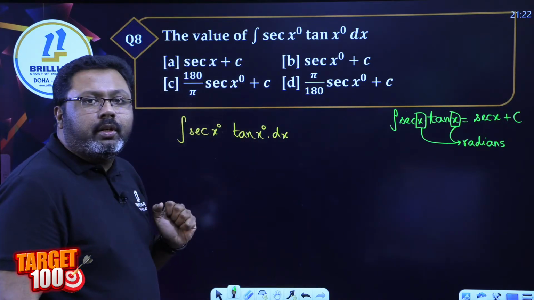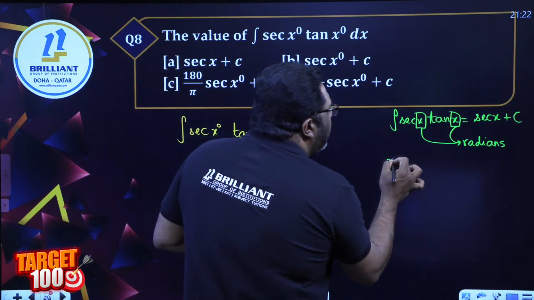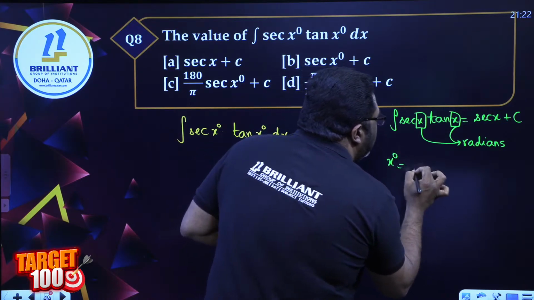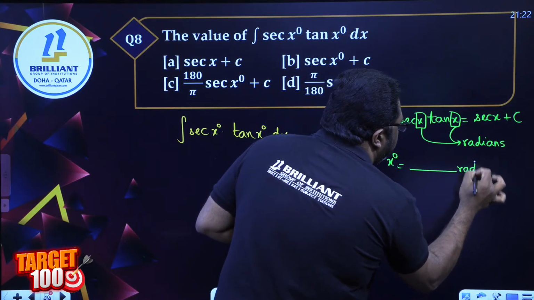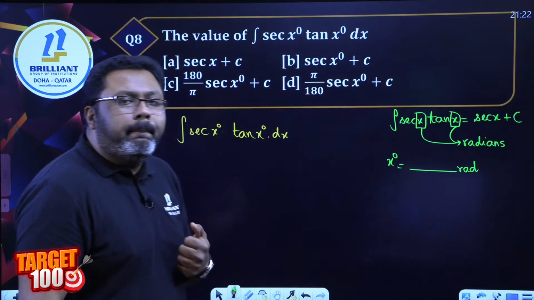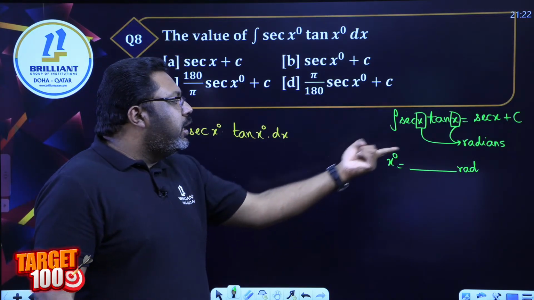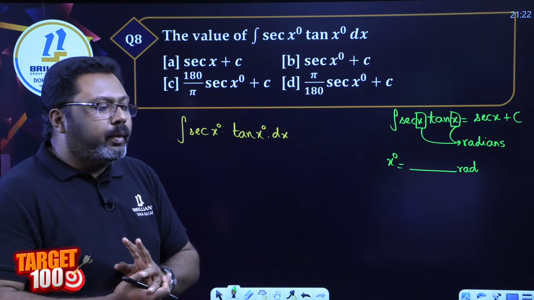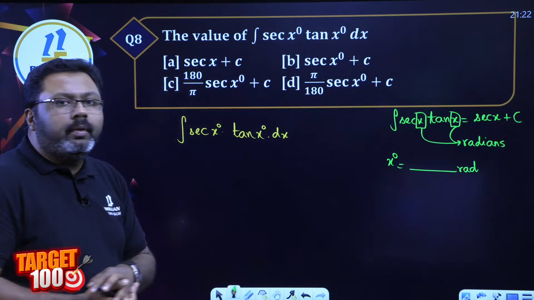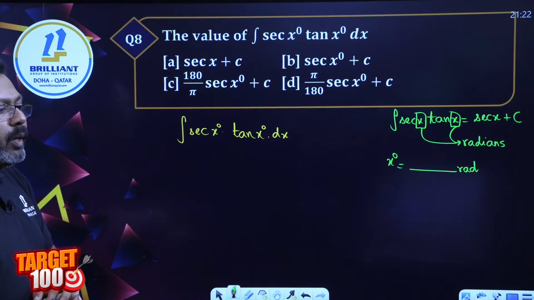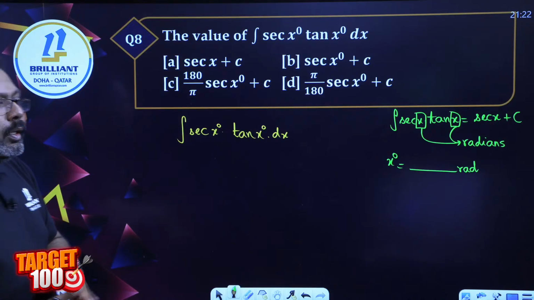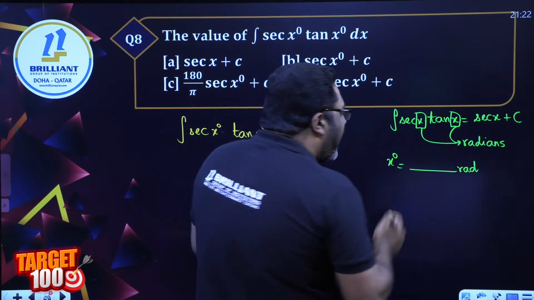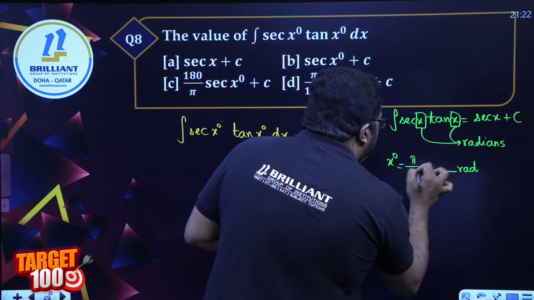But this is degree measure. So how to convert this x degrees to radians? 11th standard idea. How to convert x degrees to radians? Multiply it with what? Pi by 180? Yes?